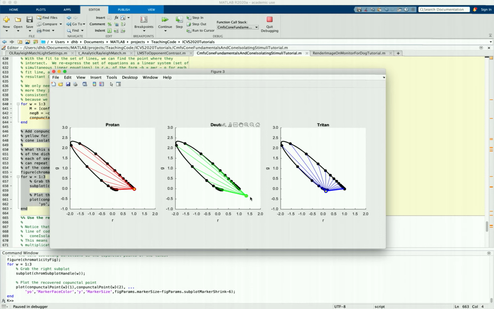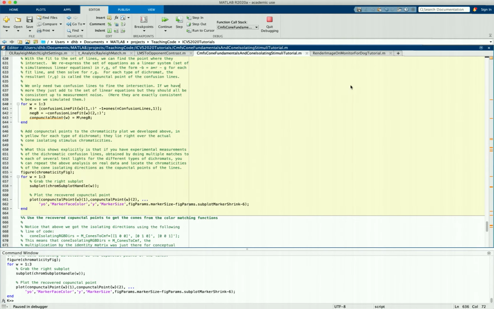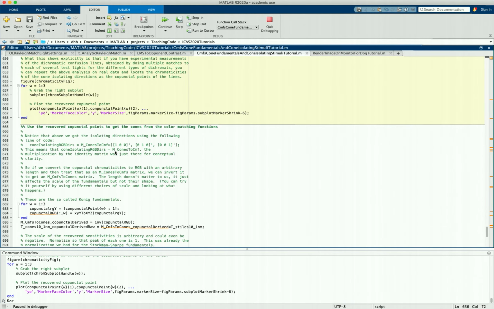That would give us now these 3 points. Super. So we've got those. Now what we're going to do is use those recovered points to get the transformation that gives us the cones from the color matching function.